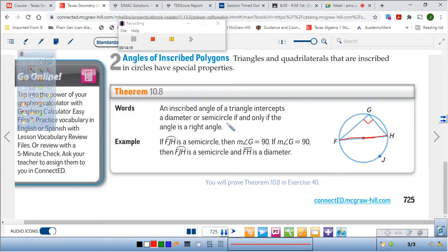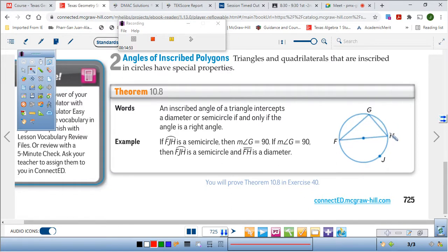And look at this one. If arc FJH is a semicircle, which means this cuts it in half, the measure of this arc is 180. Do you agree? If you look at that arc from here to here, this angle is inscribed with an arc, so it means it's half of it. So there's the 90. Then the measure of angle G is equal to 90. If the measure of angle G is 90, then FJH is a semicircle, and FH is a diameter. Now, that's pretty no-brainer. Makes sense.